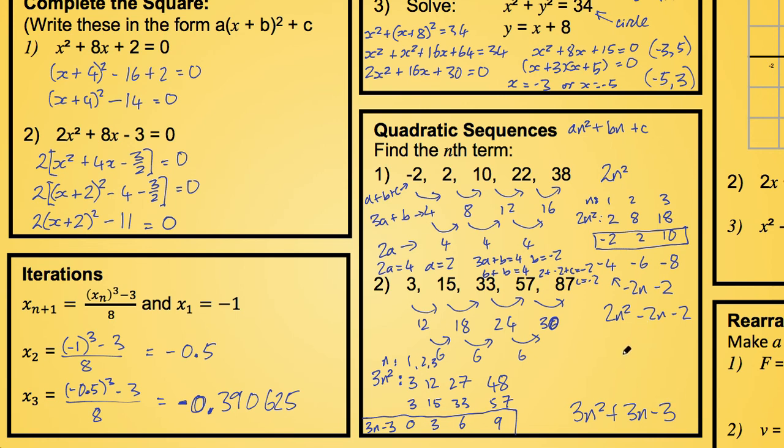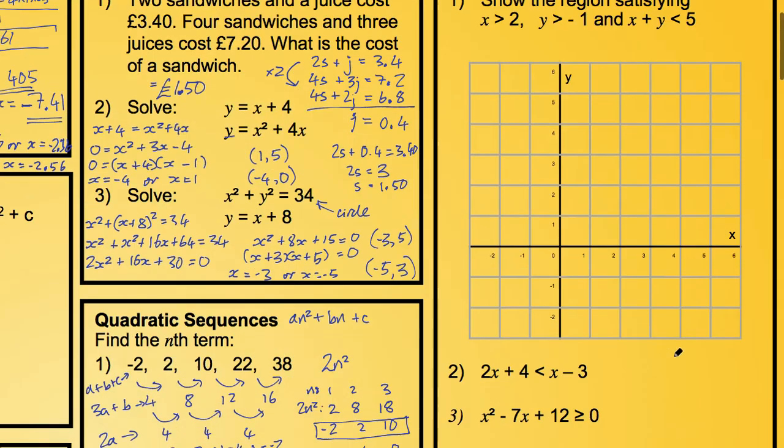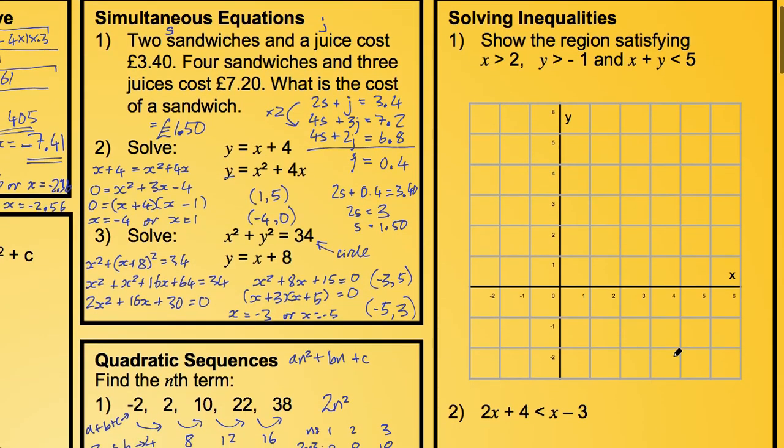Okay, graphing inequalities is the next thing, and solving inequalities. So show the region satisfying x is greater than 2. So for that I need to look at the line x equals 2 and draw it in as a dotted line, because greater than means I don't want to include the line itself. And greater than 2, I'm going to the right of that line. Y is greater than minus 1. Again, dotted line at y equals minus 1. And if y is greater than minus 1, I'm thinking about above the line.